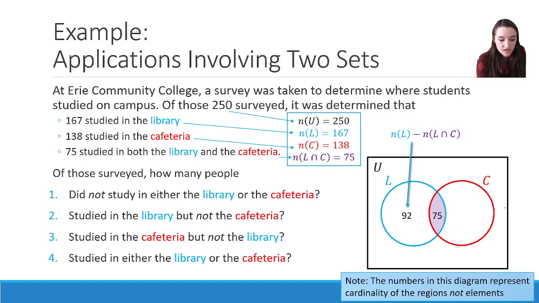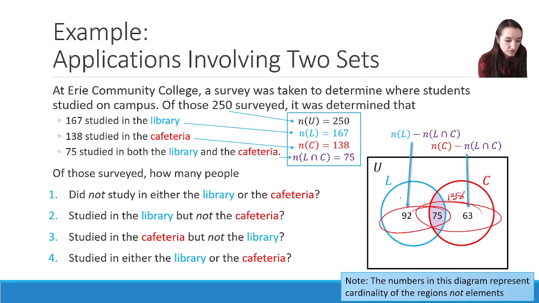And we're going to do the same thing to figure out the cardinality of this region here. We take the 138, the whole circle has to add up to 138, so that's 75 plus x is 138. Solve for x, we get that the cardinality of C, which is 138, minus 75 equals 63. So now these two add up to 138, these two add up to 167, so everything makes sense.